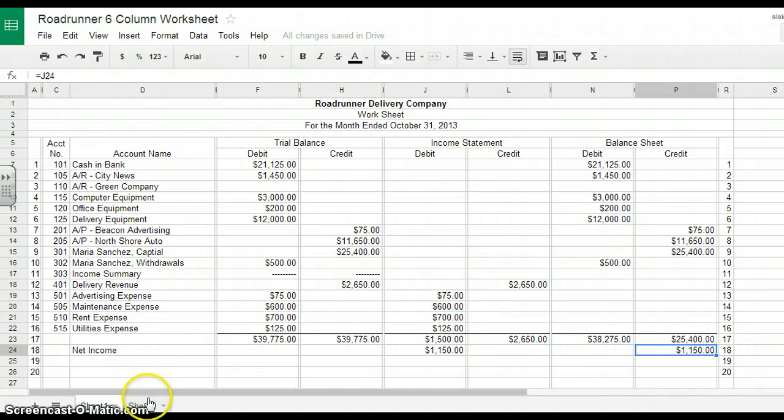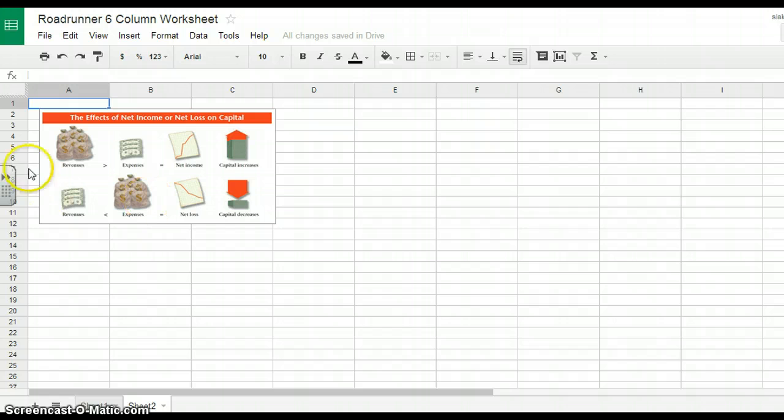I'm going to click over here to my second tab, and I'm going to look at the effects of net income or net loss on capital. Basically, we said that net income is revenue minus our expenses. Okay? Revenue and expenses are typically temporary accounts, right? During the month, we consider them to be temporary. Well, at the end of an accounting cycle, we transfer those over to our capital. Okay? So our net income is increasing our claim in the business. So we are increasing our capital.